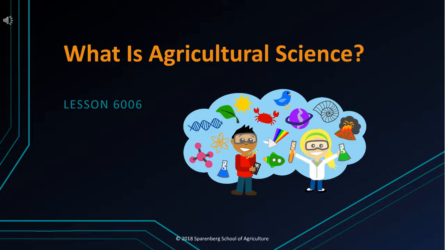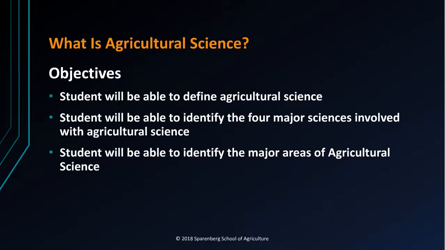What is agricultural science? When you have completed this lesson, you will be able to define agricultural science, identify the 4 major sciences involved with agricultural science, and identify the major areas of agricultural science.